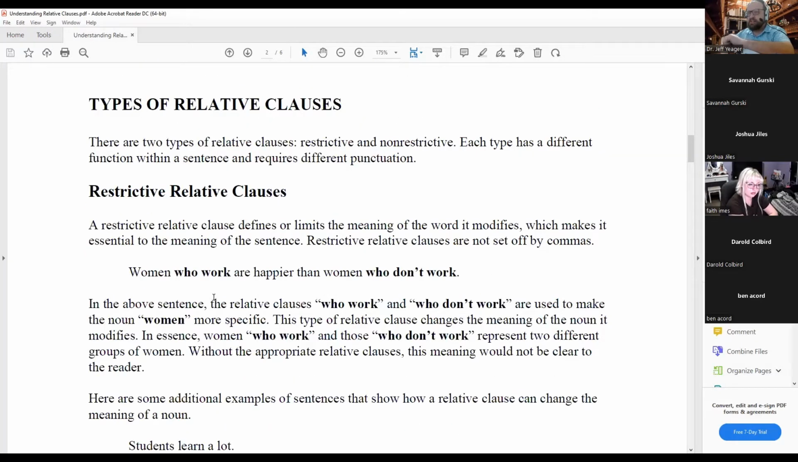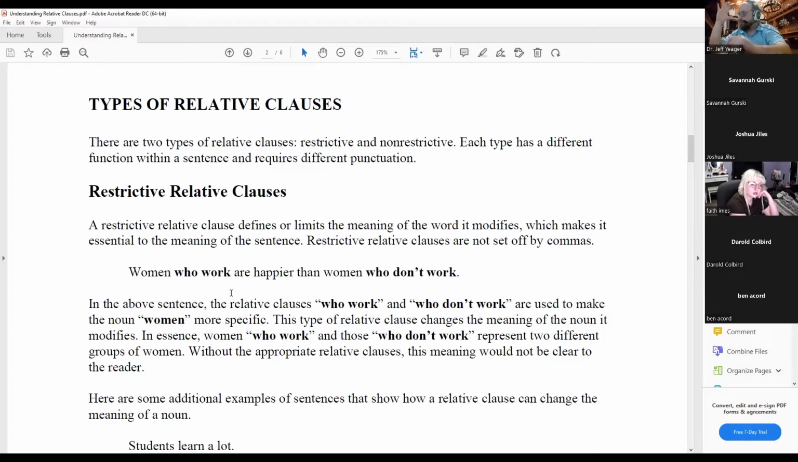The biggest thing to know with relative clauses is that for some of them, the meaning of the sentence is dependent on that relative clause being there. If that relative clause isn't there, the sentence isn't going to make sense. The meaning of the sentence is going to be radically changed. Anytime you have a relative clause that is essential to the meaning of the sentence, you don't put commas in front of it.